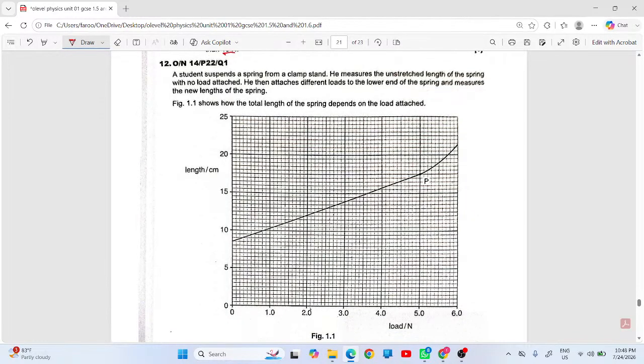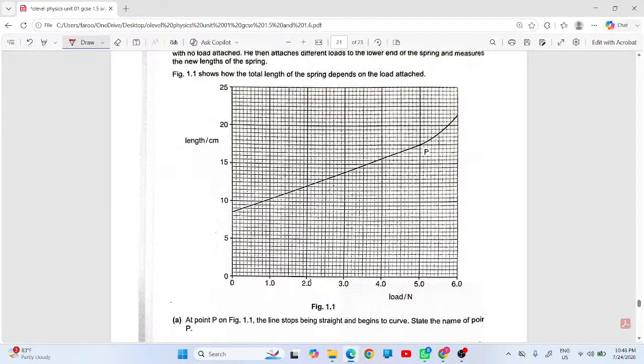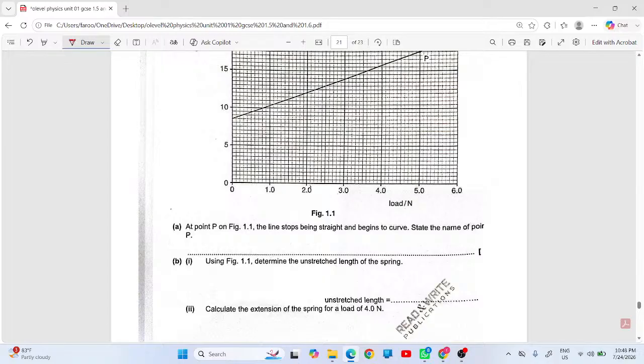So a student suspends a spring from a clamp stand. He measures the unstretched length of the spring with no load attached. He then attaches different loads to the lower end of the spring and measures the new length of the spring. A figure shows the total length of the spring depends on the load attached. At point P, the line stops. State the name of point P. Limit of proportionality. Yes, the point P is the limit of proportionality.